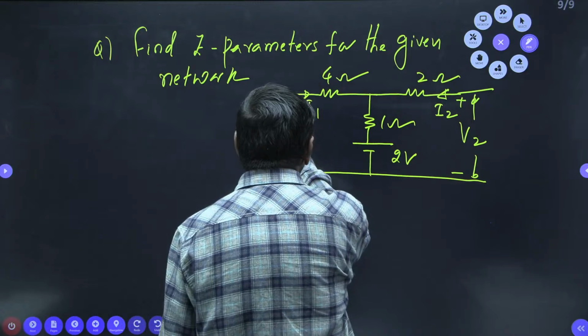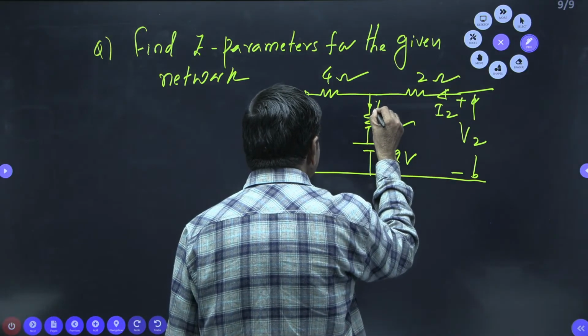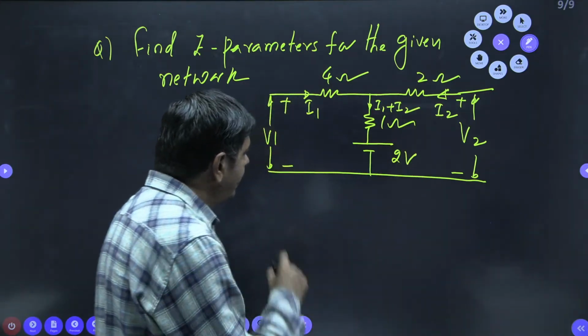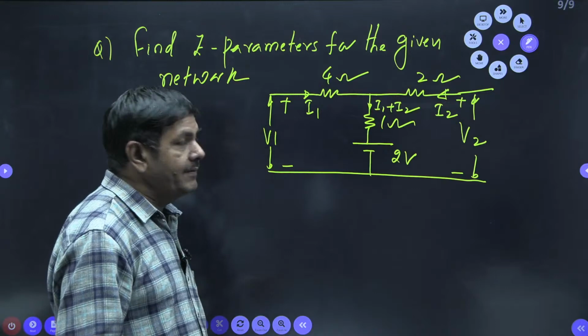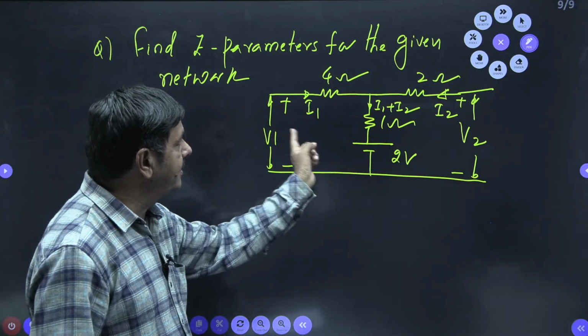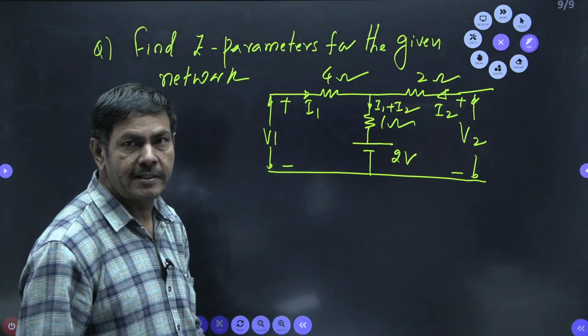But if this current is I1 and this current is I2, this side I am going to get I1 plus I2, no doubt. In this case, generally when the T network is given, you will apply KVL in this path, and in this path.